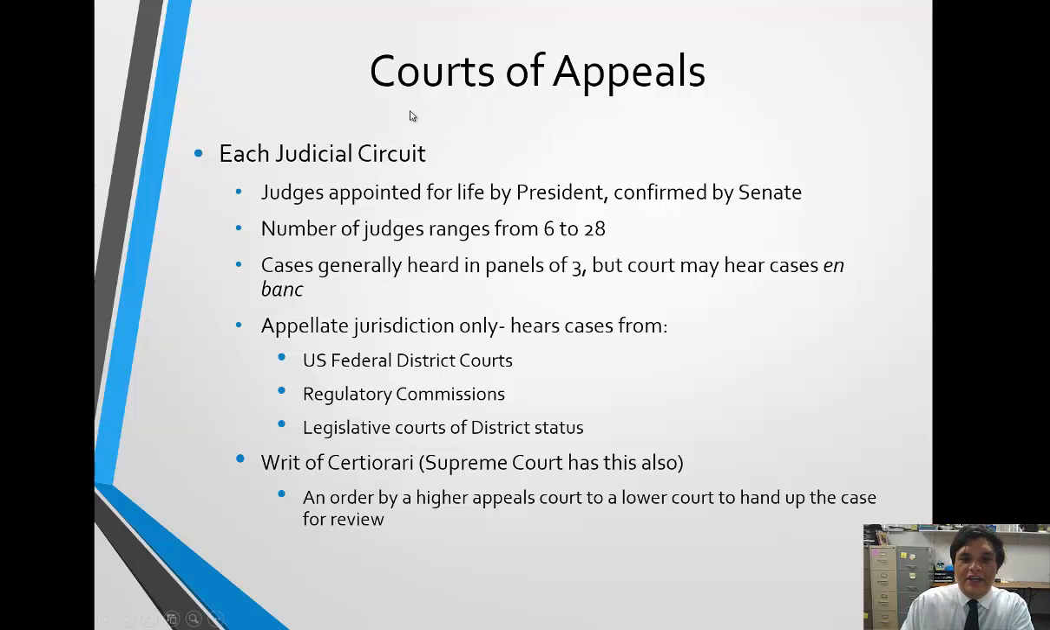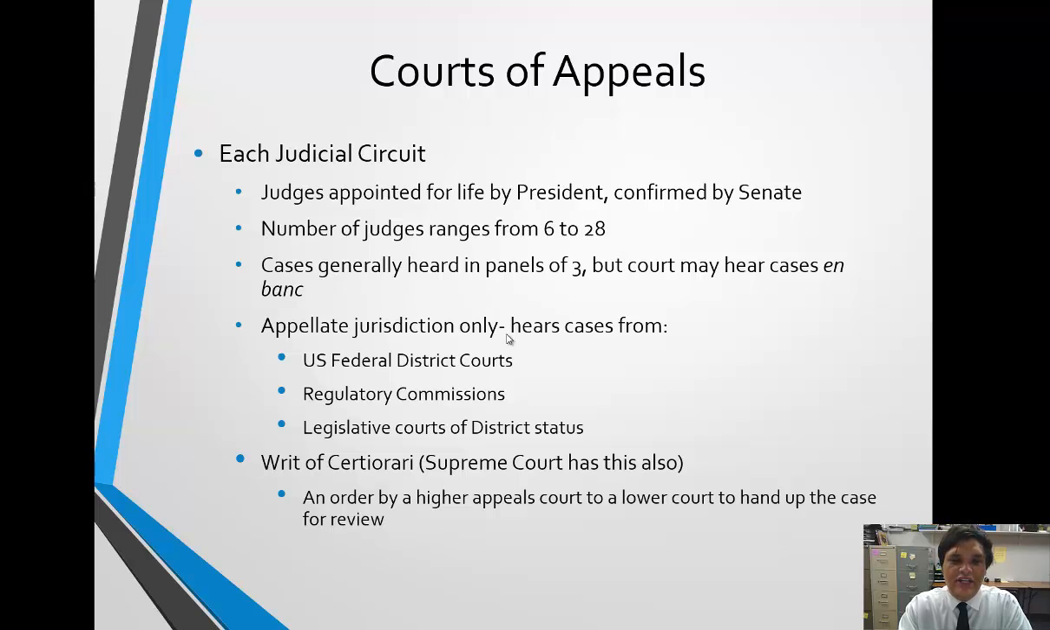It is unique because the Courts of Appeals has appellate jurisdiction only. They don't actually have direct jurisdiction or original jurisdiction on any case. The Courts of Appeals is the Courts of Appeals because they only hear appeals, which makes sense. They may hear cases from U.S. federal district courts, regulatory commissions, and legislative courts. Not that you really need to know that for your test, but just know that that's where they get their appellate jurisdiction, and that they have appellate jurisdiction only. That'll probably be a question on your test.